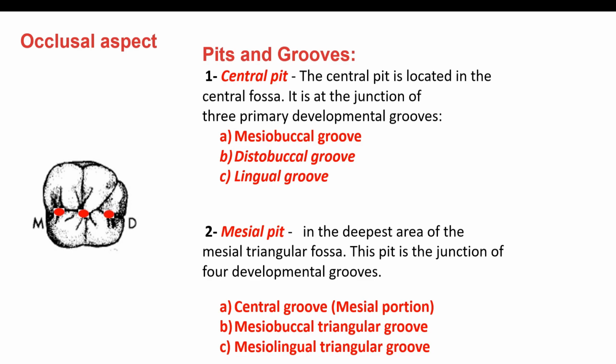Coming to the pits and grooves, there are again 3 pits. The central pit is located in the deepest portion of the central fossa, junction of 3 grooves, that is the mesiobuccal groove. Okay, this is the mesiobuccal groove, distobuccal groove coming from here, and the lingual groove, which is here.